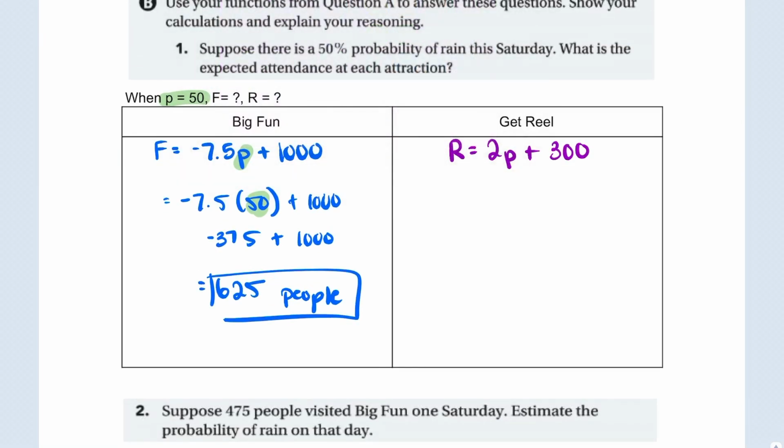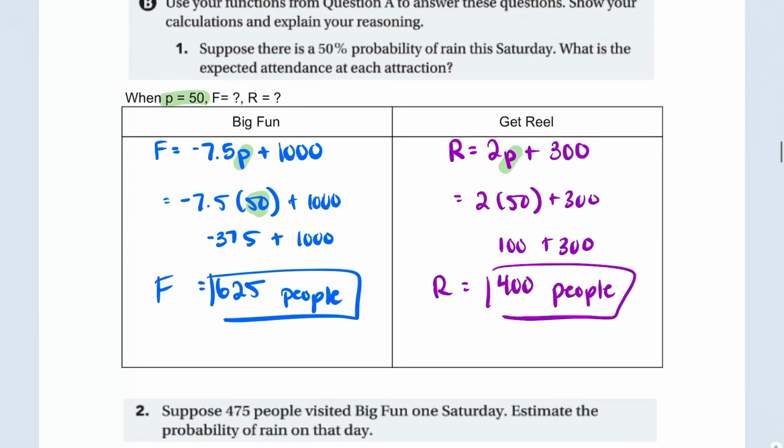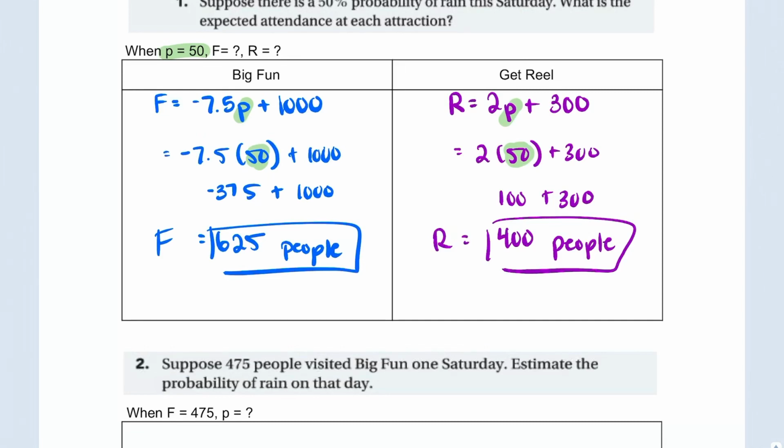All right, then we do the same thing for Get Real. So we're going to plug in 50 for P. So 2 times 50 plus 300, which is 100 plus 300, which equals 400. And of course, this is R. All right, so 400 people will be there at Get Real if there's a 50% chance of rain. All right, let's keep going.